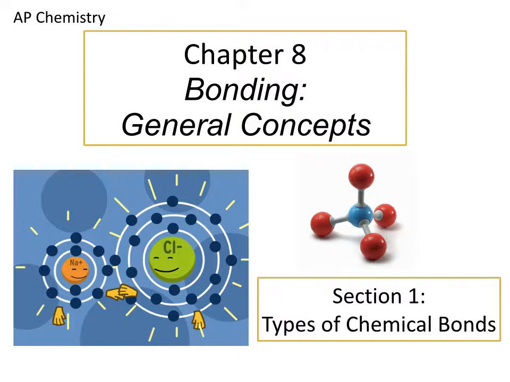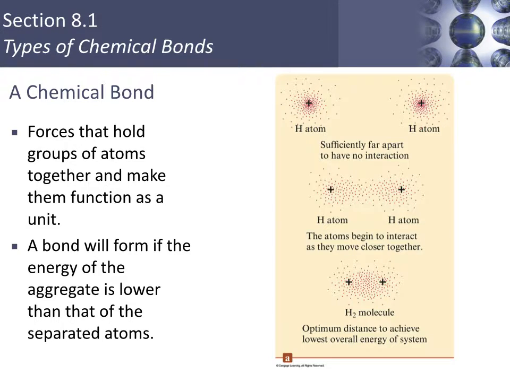Section 1 is a generic introduction to the types of chemical bonds. There is no real good way to define what a chemical bond is. It's difficult to give a simple definition that is also a complete definition. We're going to go with forces that hold groups of atoms together and make them function as a unit.